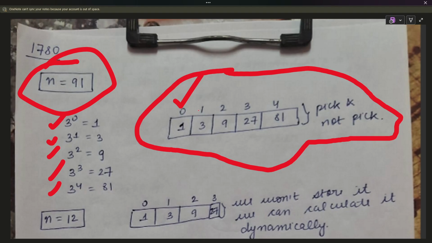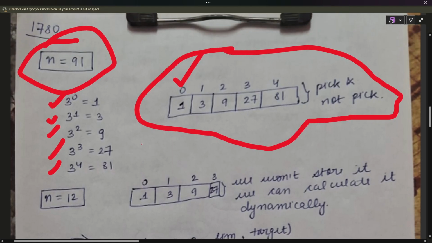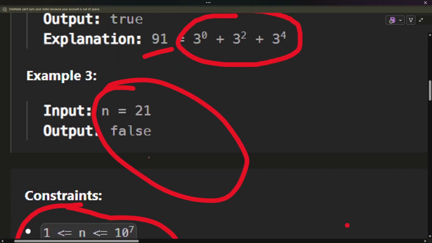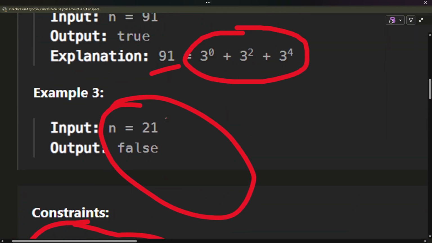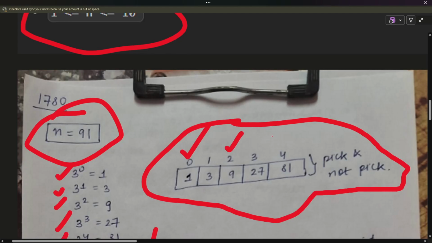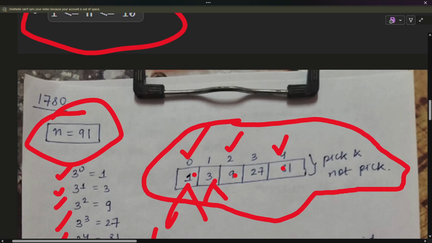So how can I say that? Because see what we picked. We picked this series, power 0, 2 and 4. So we pick this, this and this. Here we are choosing it or not choosing it. Like here we didn't choose it, right? We choose this, we choose this and then this. We haven't chosen this one and this one. So we can identify the pattern. It's pick and not pick.